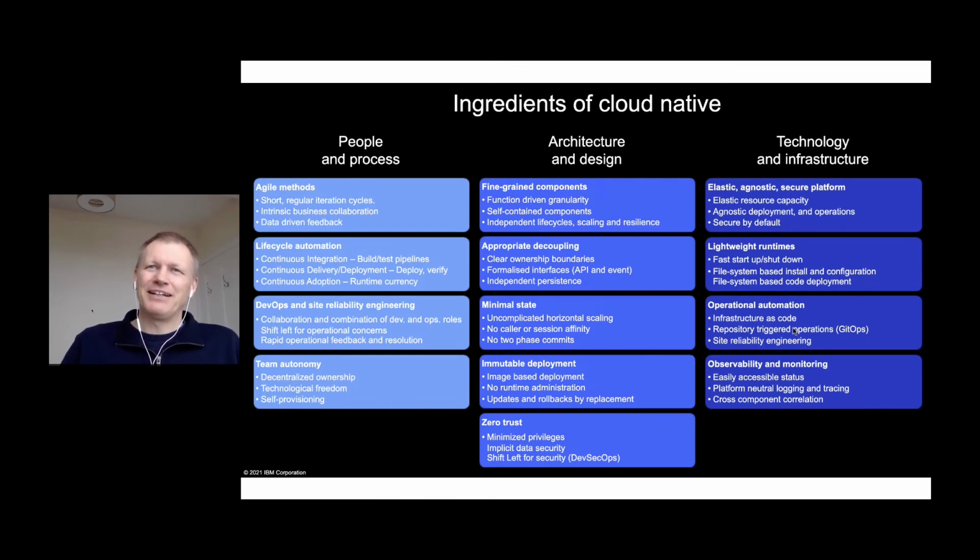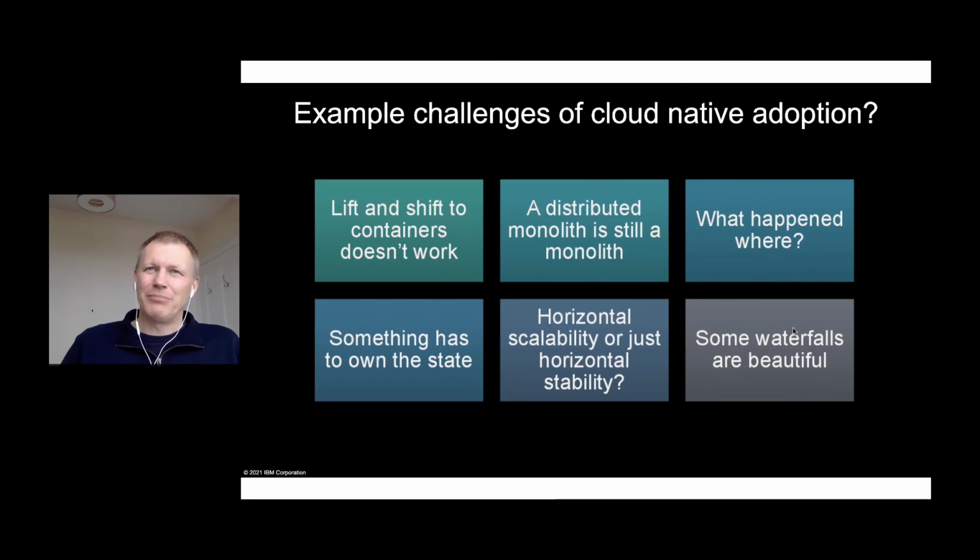I did deliberately collect together a set of examples of the cloud native adoption challenges here. We've kind of talked through these because I deliberately asked poll questions that relate to these, but you can see all those same issues coming in there. What happened where around the observability issues, waterfalls. Some waterfalls are beautiful. Yeah, not everything is going to be agile and so on. But these are the kind of things that are barriers to adoption. But at the same time, if you know that in advance, then you can work on that.